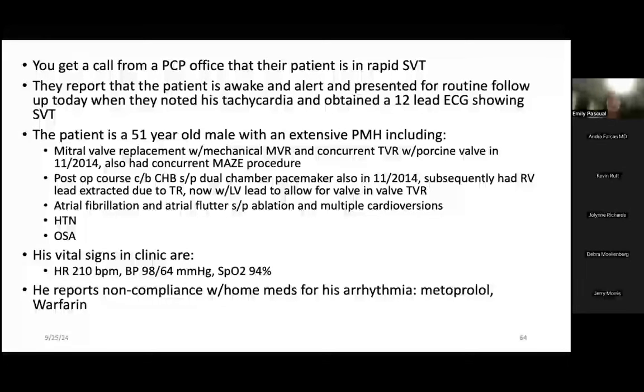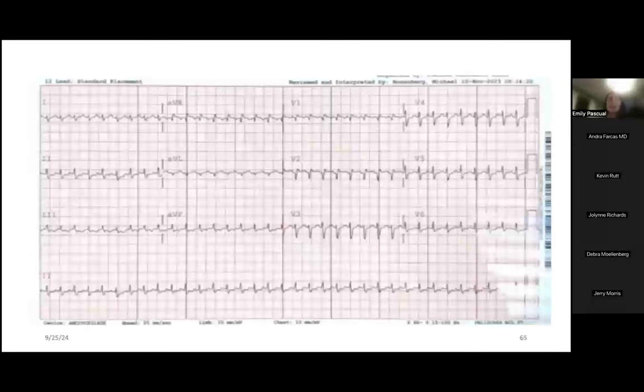His vital signs in the clinic: his heart rate's 210. His blood pressure is 98/64. His oxygen is fine. At home he takes metoprolol and warfarin, obviously for his mechanical valve, but he said he hasn't really been taking them regularly. And so this is the EKG that they hand you.